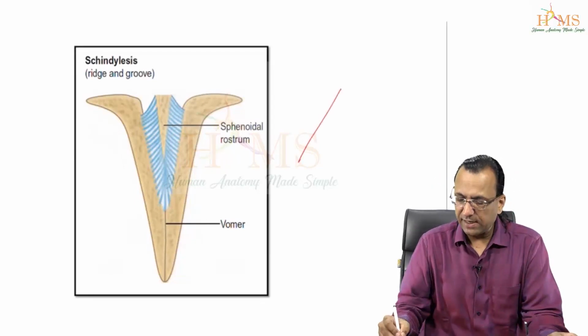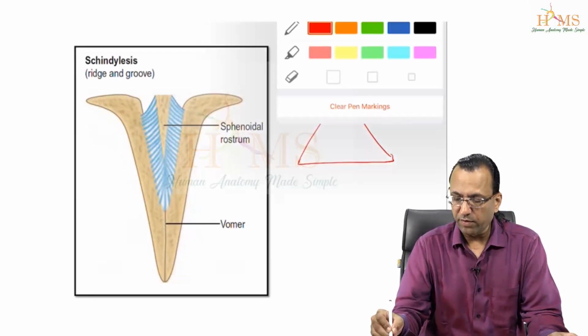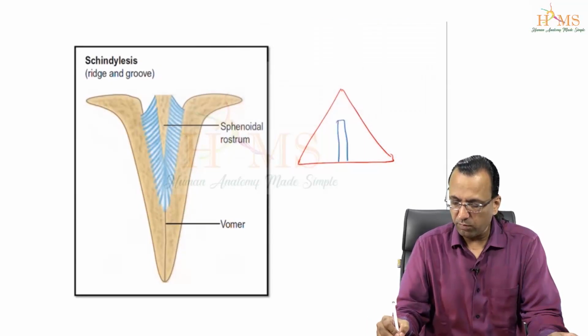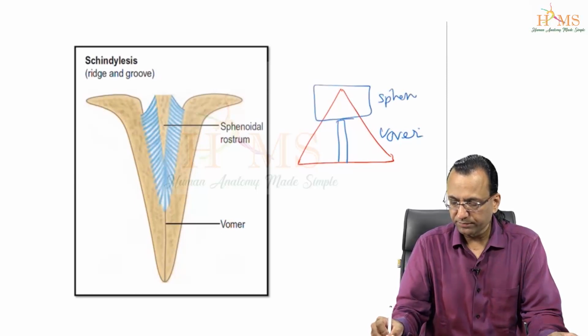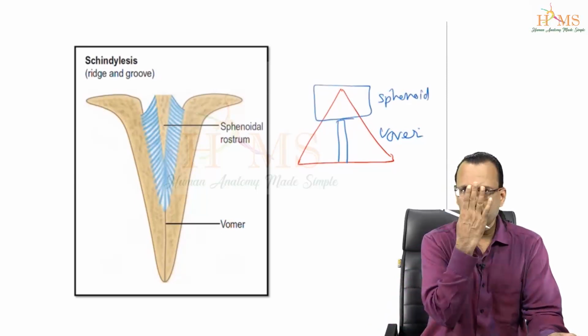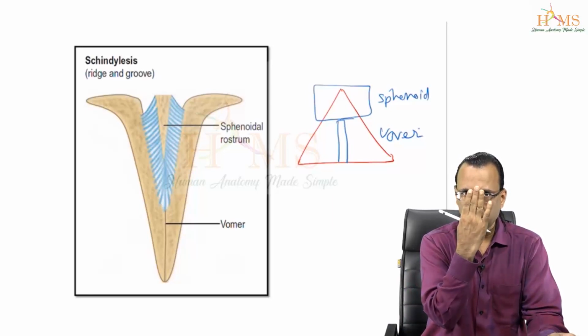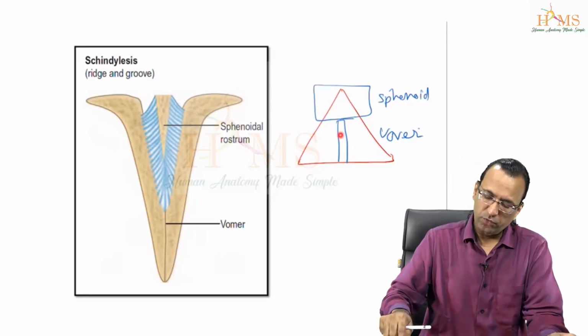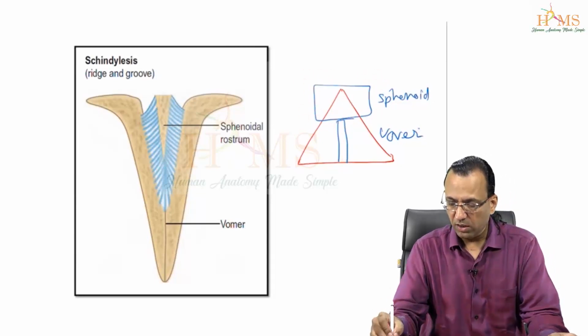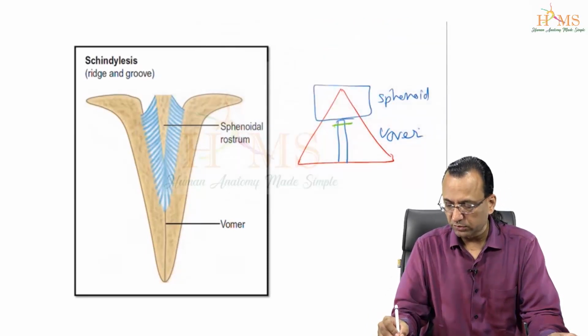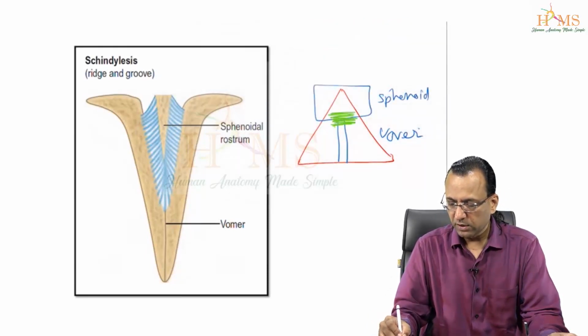See, this is the nasal septum. From the front view, it is formed by the vomer bone from below, and then you have the sphenoid bone from above. What is this? Front view of the nose, and you are looking at the nasal septum. So, vomer bone of the nasal septum from below and sphenoid bone is at the roof of the nasal cavity, and we are talking about this suture, sphenovomerine joint.